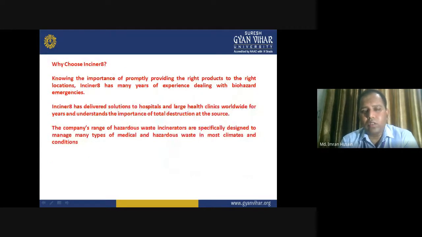Why choose an incinerator? Knowing the importance of promptly providing the right products to the location, Incinerator 8 has many years of experience in biohazardous emergencies. And when you have a very good incinerator, it provides you an easy solution for discarding biohazardous waste material that is extracted from hospitals and from research laboratories simultaneously.